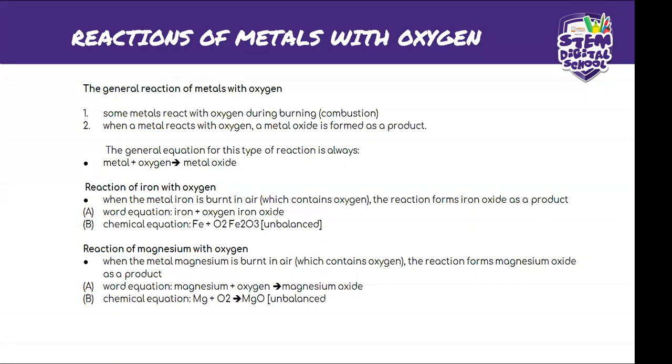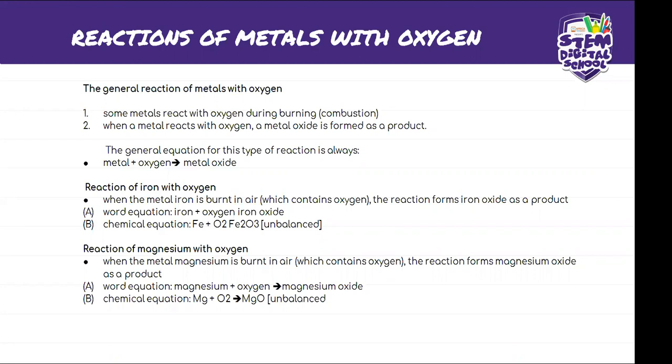Now let's look at the reaction of iron with oxygen. When iron is burnt in air, which contains oxygen, the reaction forms iron oxide as a product. So let's look at the word equation: iron plus oxygen giving us iron oxide. And then the chemical equation is what we have here. But this equation is not balanced.